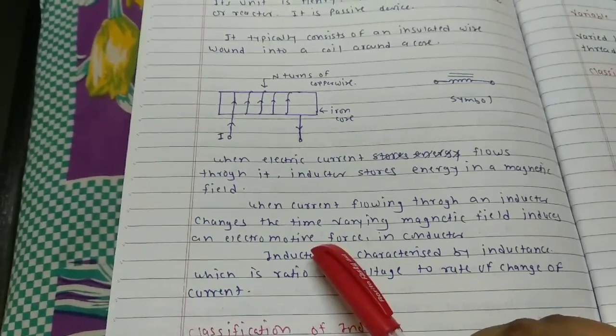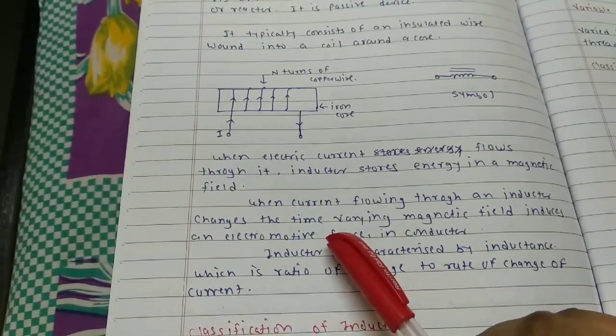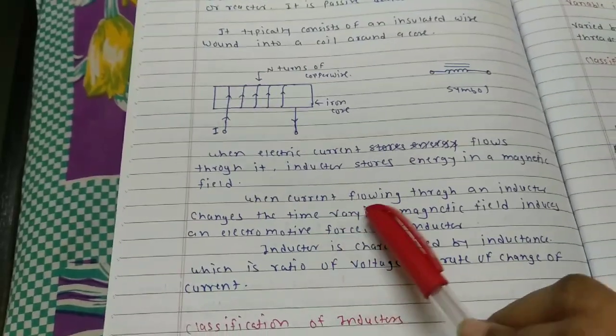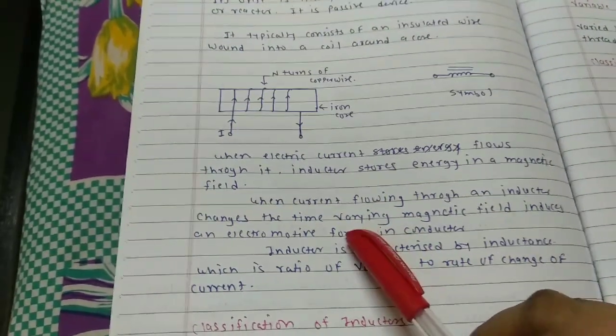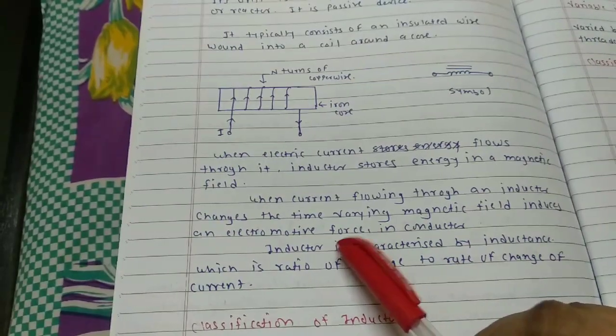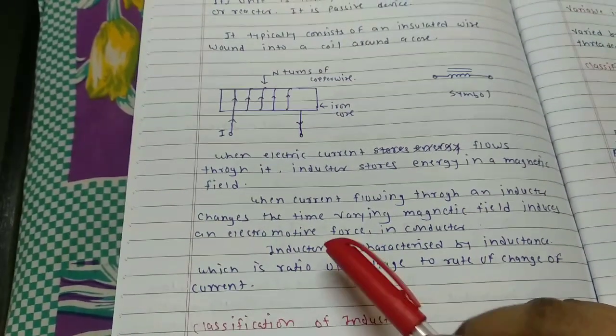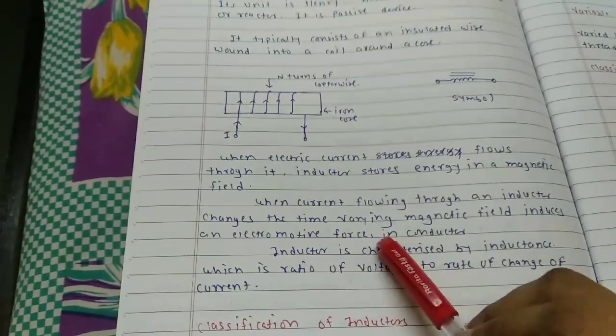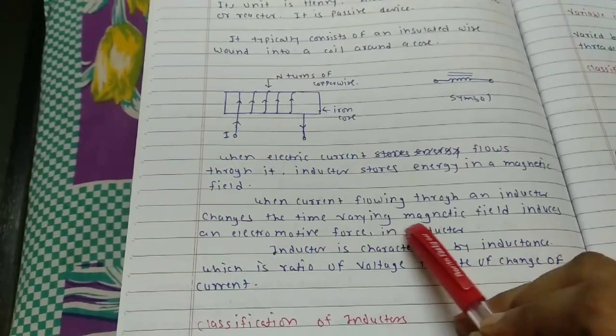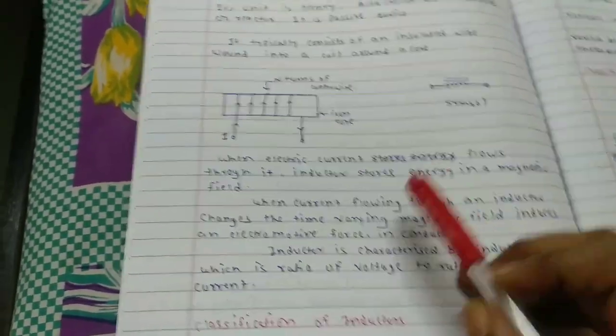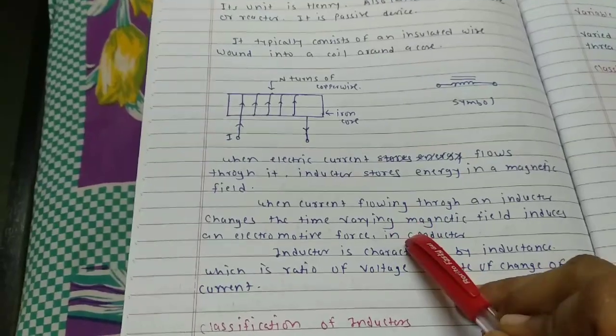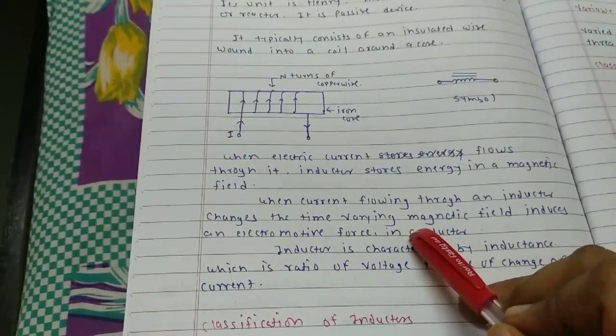Once again I will repeat, don't get confused between the inductor and resistor applications. A resistor opposes the flow of current, so basically a resistor is used to control the current, and an inductor is used to maintain the current constant. An inductor, which is also called a choke, can be used as a filter.